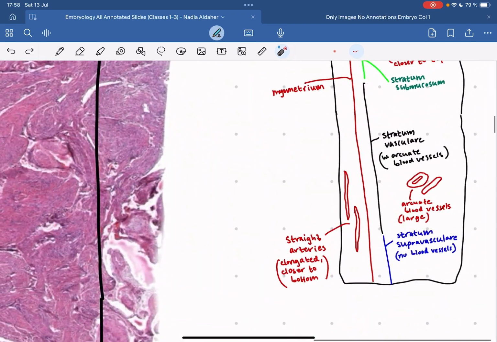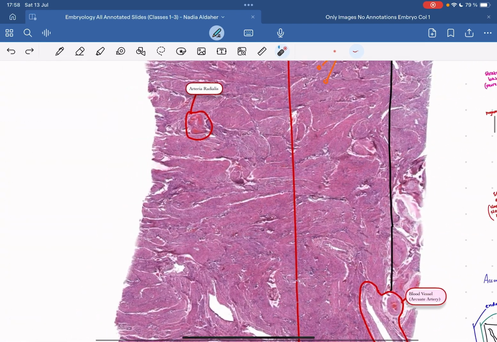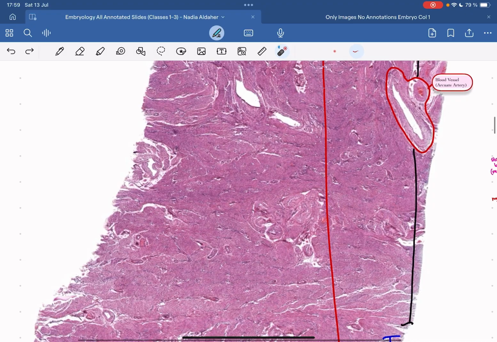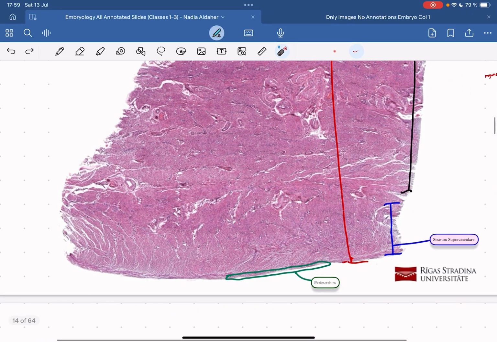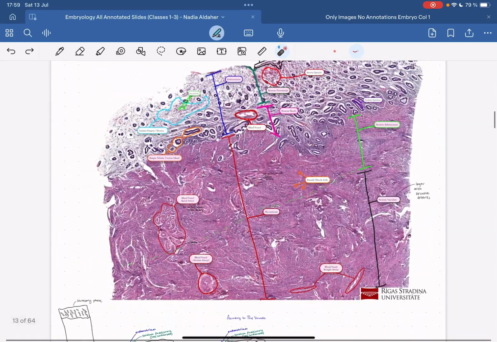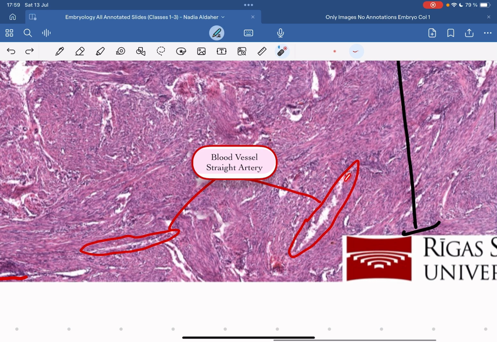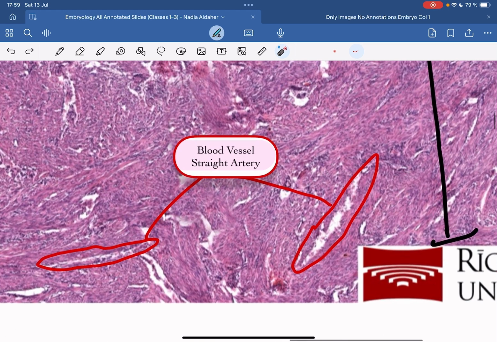Finally, we have the straight arteries, and the straight arteries appear, like the name suggests, straight and thin. Here, you can see that they are almost slit-like forms. They have these blood cells, so you know that we're looking at a blood vessel and not just an artifact.